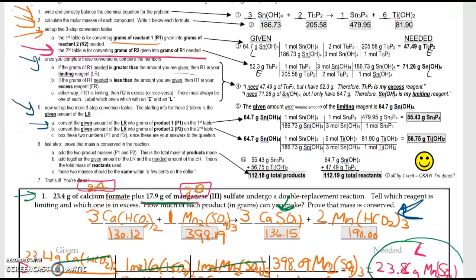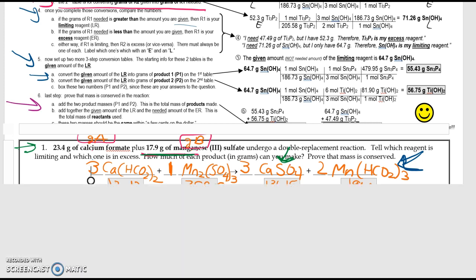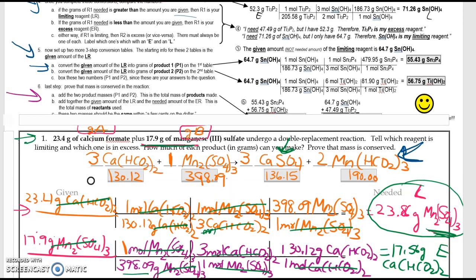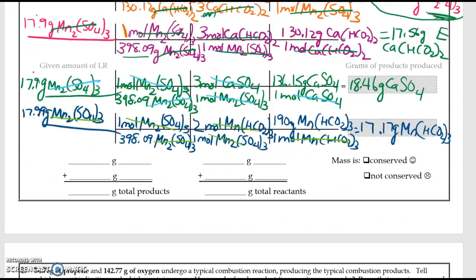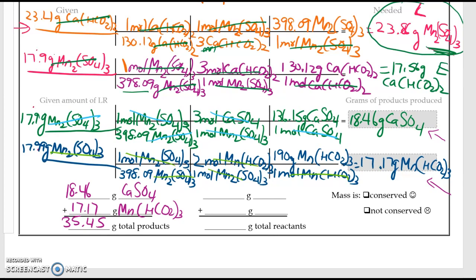So next we are going to look at, we're doing this right here, which is add the 2 product masses P1 and P2. This is the total mass of products made. Add together the given amount of limited reactant needed. Okay, so we're doing the last step now, and it's very simple. So what you're going to do here is you're going to take the products that you made with your limiting reactant. Let's go ahead and put them here. And then, okay, so when you add them up, you'll get 35.45 grams or 0.456, depending on how you round it.